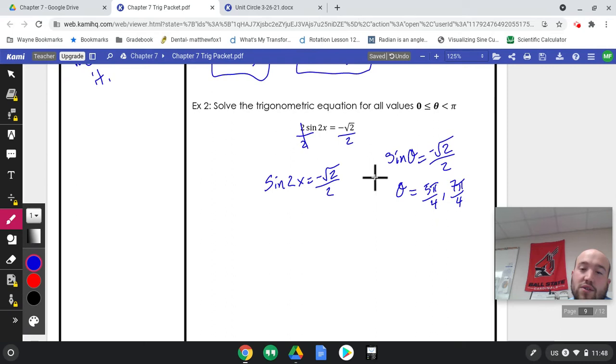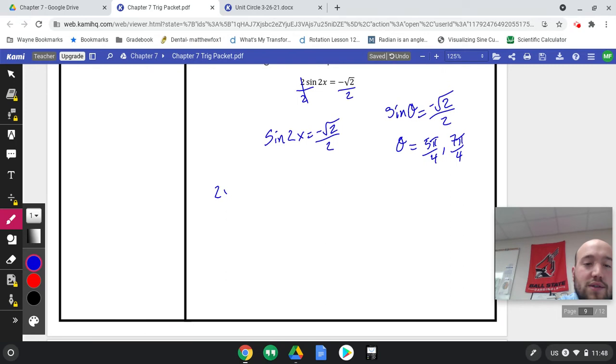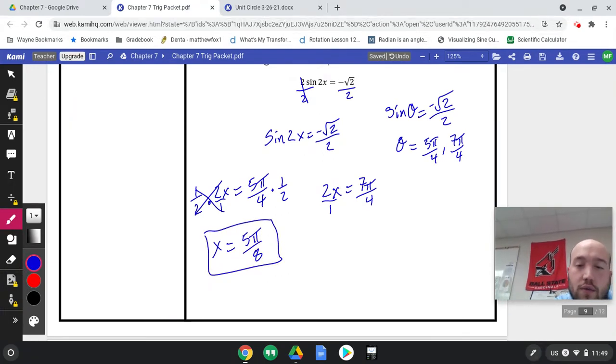it's sine of 2x, so we've got to set each of those equal to 2x. So if we have 2x equals 5 pi over 4, we also have 2x equals 7 pi over 4. Now, 2 is technically over the top of 1, so we can still multiply by the reciprocal. You could divide by 2, but dividing by 2 is the same thing as multiplying by the reciprocal, and it might be easier with fractions. So this cancels out. We're left with x equals 5 pi over 8. That's one of our answers. We'll do the same thing.